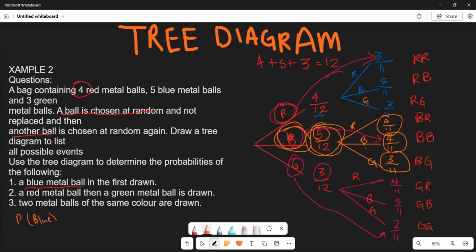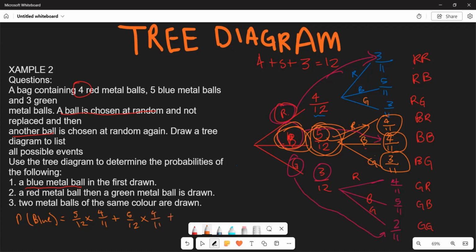The probability of blue is going to be given by 5 over 12 multiplied by 4 over 11, right? Plus, isn't it so? This is the first event, these first two events. Then the second one is again the same, 5 over 12 multiplied by 4 over 11.